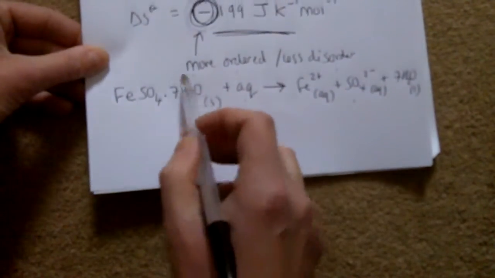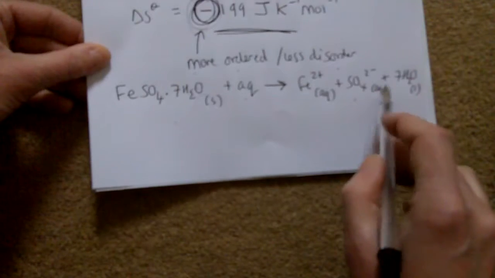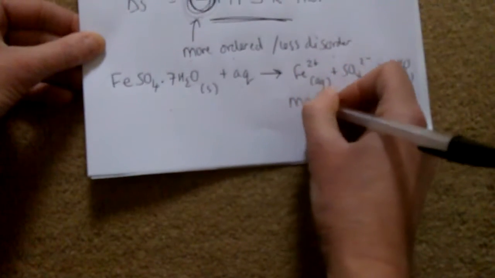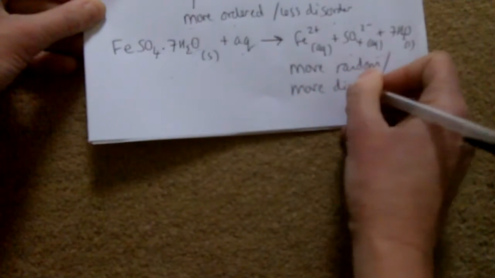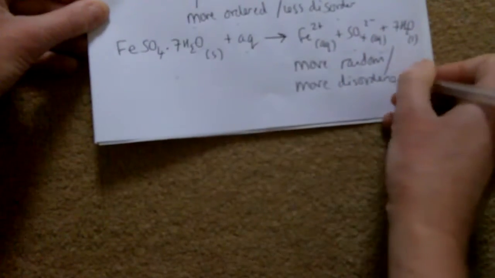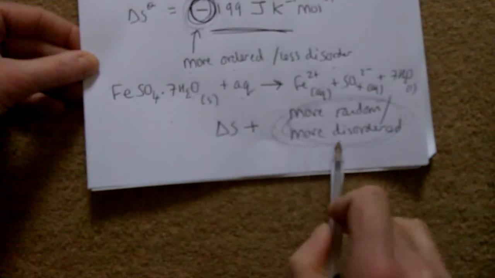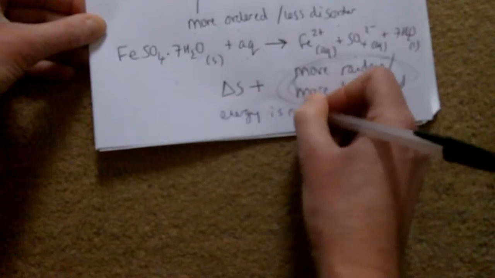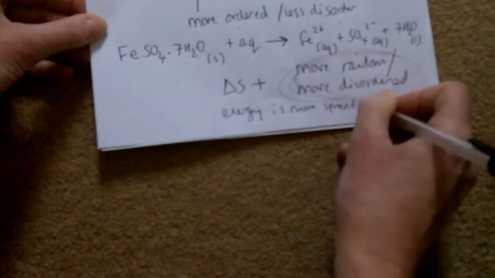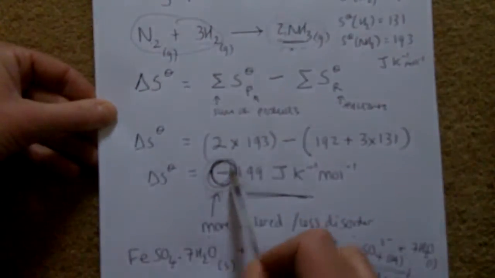That's a solid packed tight together. Everything's packed tight together, and now it's all free to move about in the solution. So the system is becoming more random, more disordered. So the entropy change will be positive. When the entropy change is positive, you're moving to a system with more disorder, more random. The energy is more spread out. But when you're moving to a system that's got more order, the entropy change is negative.